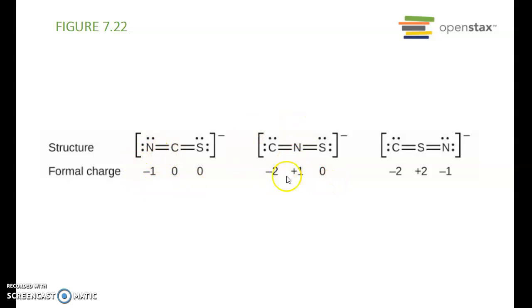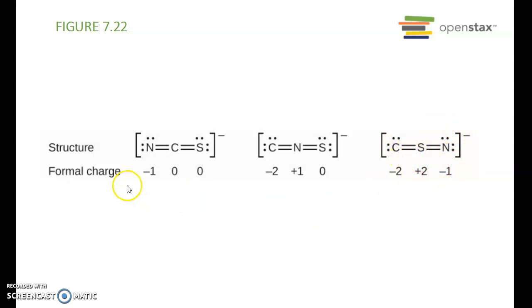This formula right here, doing the same type of calculation, this would have a -2 because it's got 1, 2, 3, 4, 5, 6 around it. This nitrogen has 1, 2, 3, 4, so it's missing 1. That's a +1. And this has 1, 2, 3, 4, 5, 6, so that's a 0. This right here, -2 again. This would be a +2, and this would be a -1.